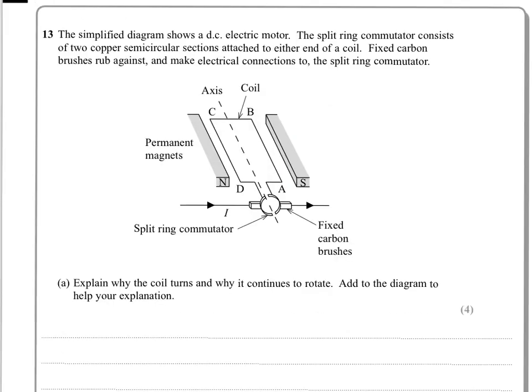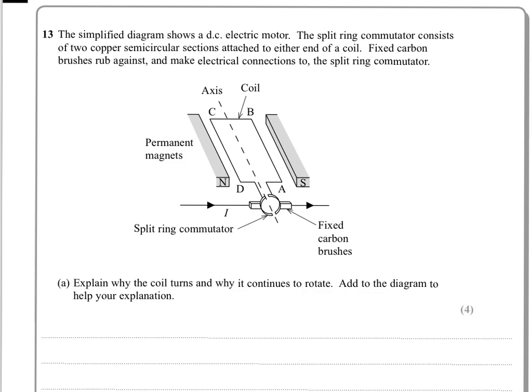Question 13. Simplified diagram shows a DC electric motor. The split ring commutator consists of two copper semicircular sections attached to either end of a coil. Fixed carbon brushes rub against and make electrical connections to the split ring commutator. Explain why the coil turns and why it continues to rotate. Add to the diagram to help your explanation.